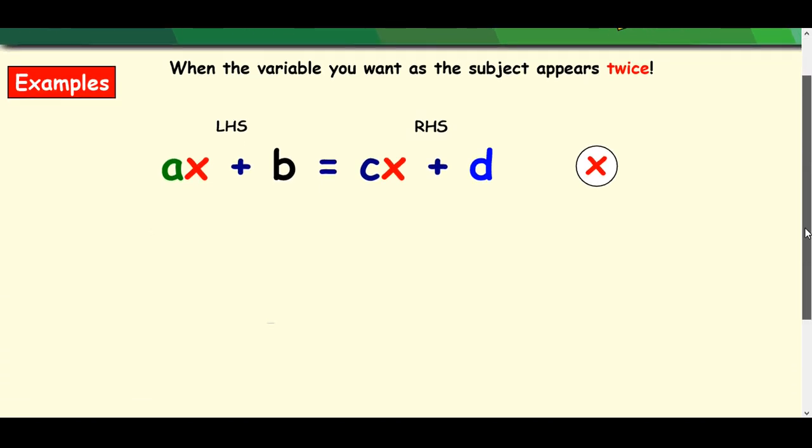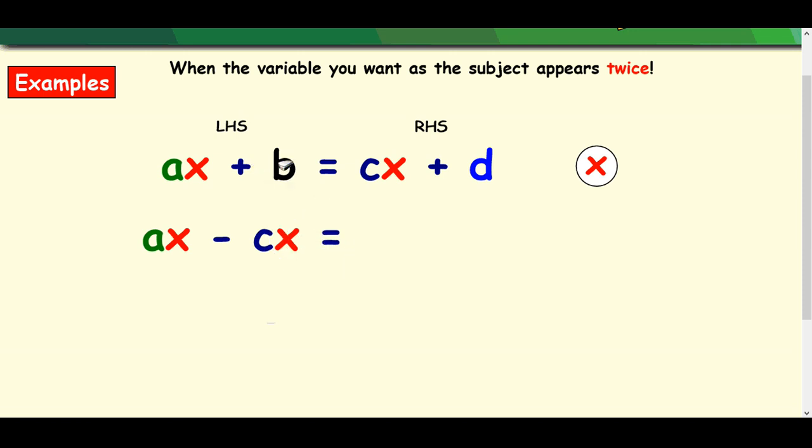Right, so the idea is to get the x's on the same side. So get them all to the left-hand side, because the subject should always be on the left-hand side, but it should be isolated and on its own on the left-hand side. Now to do that, I'm going to do a couple of things at once here, so try and follow me. I've got the cx here, and it's been added, so I need to do the opposite of add. So I'm going to take that away. You'll see that happening here.